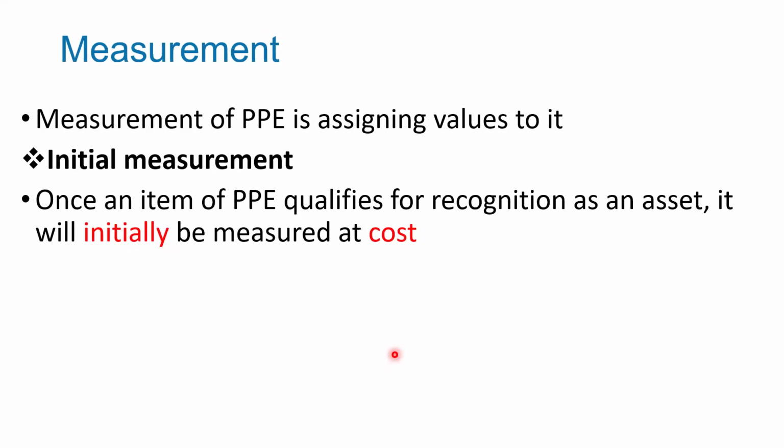For the first time, if you are measuring an item of PPE, it should always be measured at cost. Initial measurement of PPE should always be done at cost. We have initial measurement and then subsequent measurement, but initial measurement should always be done at cost.